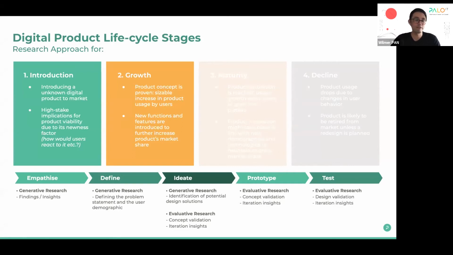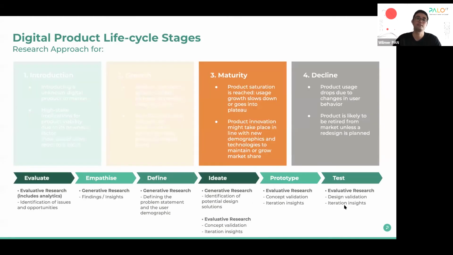So focusing on the first 2 life cycles, which are the introduction and growth, which apply to most of our projects at Paolo, we simply apply the same 5-stage research approach covered a few slides earlier. On the other hand, for the last 2 cycles, maturity and decline, there's a slight difference. Here, we add an additional evaluative stage at the beginning. This stage is very essential, as it allows us to identify potential issues or opportunities using existing data, such as Google Analytics or other ways like surveys.